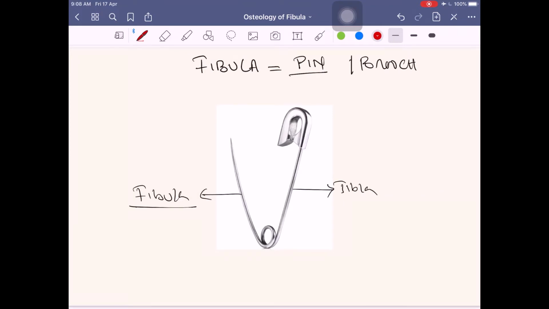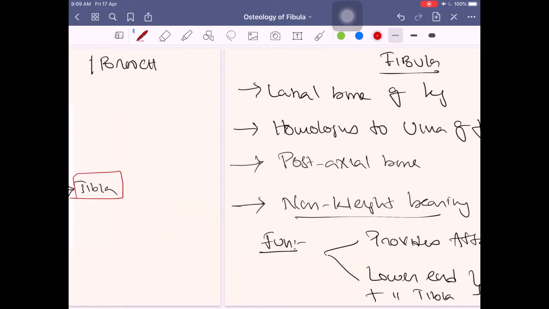Fibula, the word fibula itself literally means pin or brooch. It is a safety pin, what we Indians use in our day-to-day life. So here you can see, this part is what we call a fibula, and this is the portion we call a tibia. So that's the literal meaning of fibula.